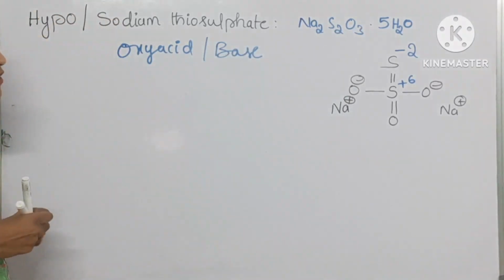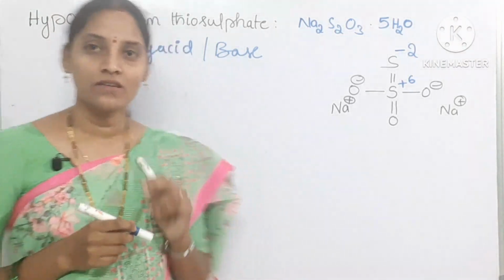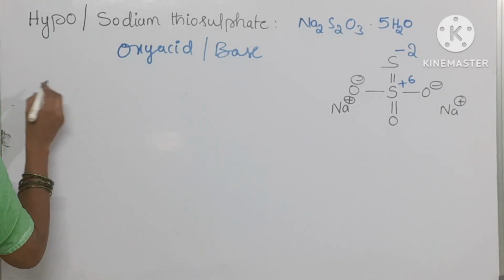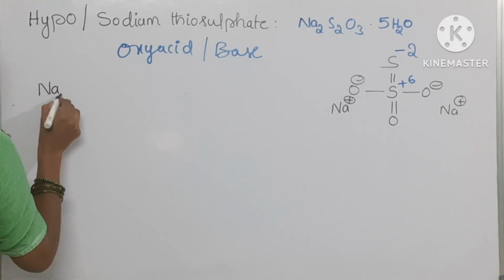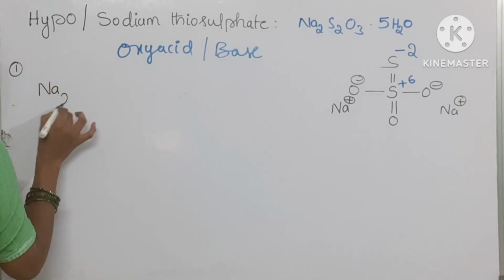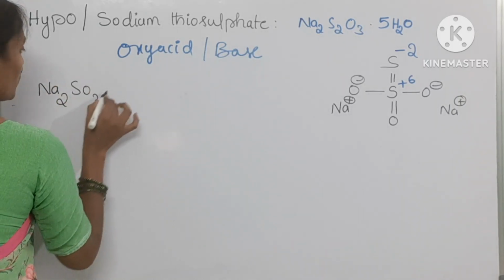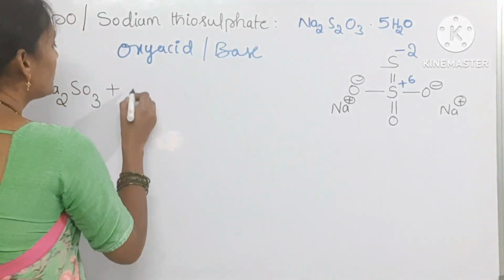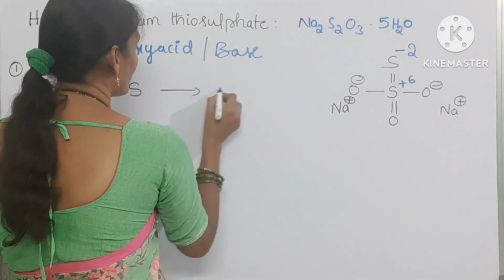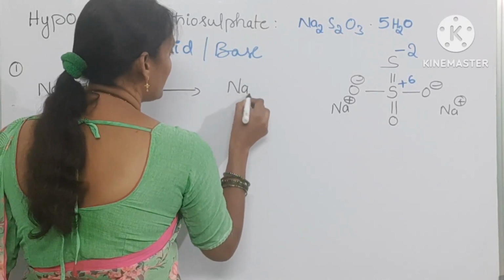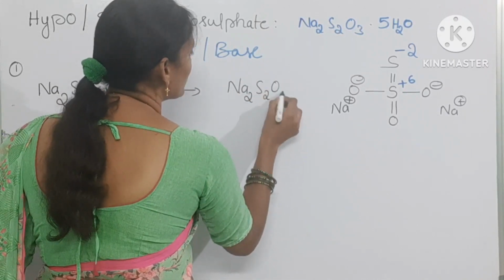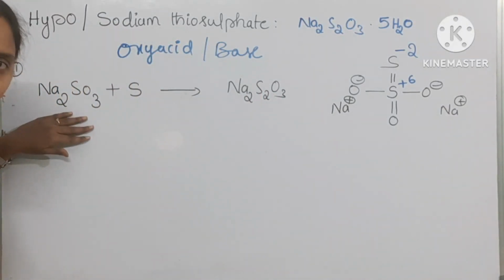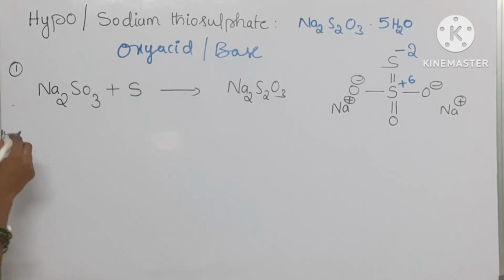Then coming to the preparation methods of sodium thiosulfate. The first one is the reaction between Na2SO3, sodium sulfite, reacting with solid sulfur. So you will get Na2S2O3. Remember, this is sodium sulfite. This is the first preparation method.